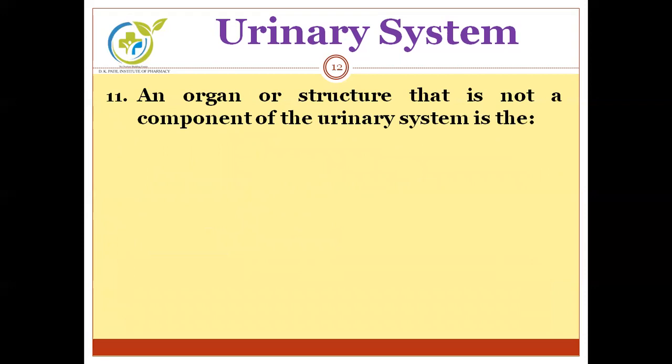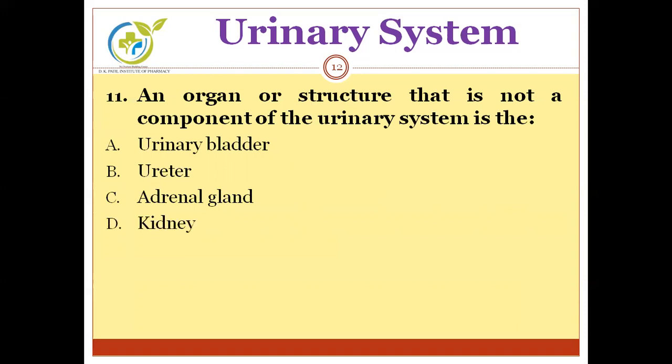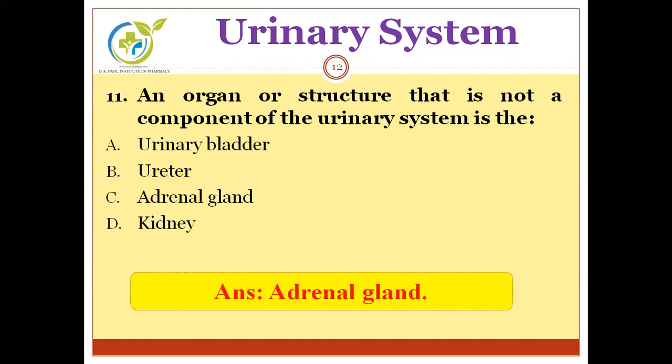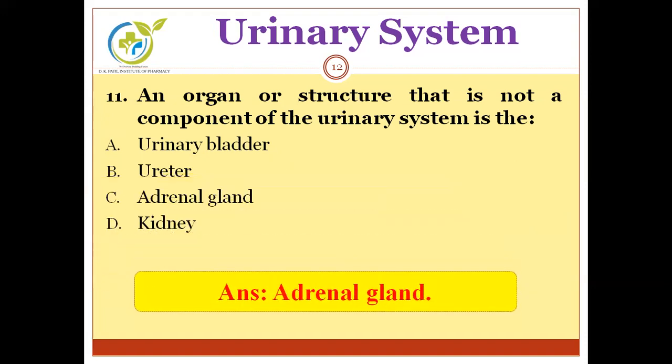Next, an organ or structure that is not a component of urinary system. We have to find out which is not a component or part of urinary system. Options are urinary bladder, ureter, adrenal gland, kidney. Which is not a part of urinary system. The correct answer is adrenal gland, which is also called as the suprarenal gland, which is just above the kidney.